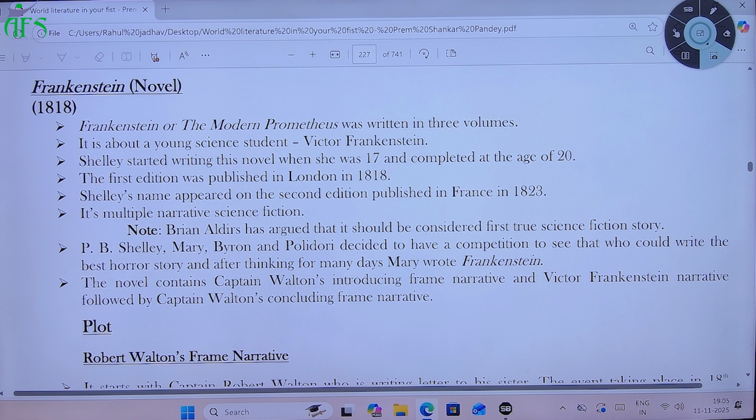It's a multiple narrative science fiction. Brian Aldiss has argued that it should be considered the first true science fiction story.